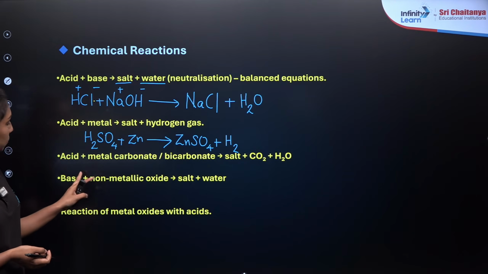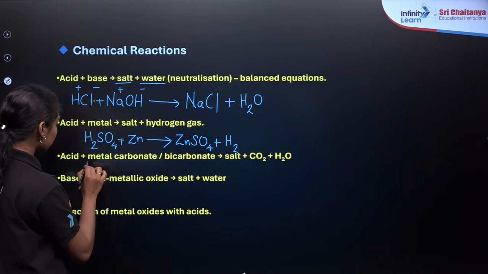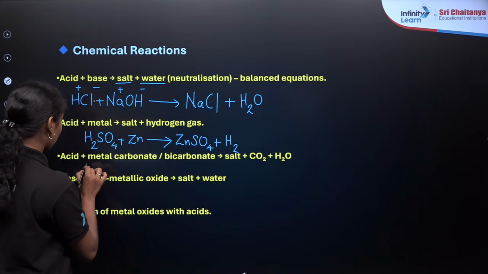Then the next one is acid plus metal carbonate, right? If you are taking any of the metal carbonates, if you are taking the corresponding, okay.